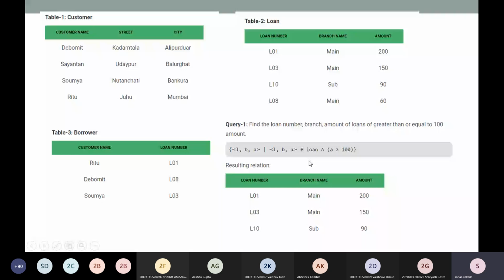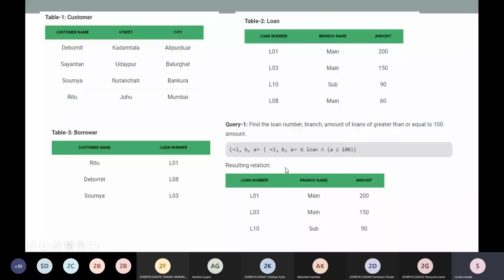You just need to remember the structure. You just need to remember the symbolic representations, which representation is used for which one. Almost all the symbolic representations we have already used in mathematics, so the same things we are applying here, but only on structured query language. So here are the two queries.